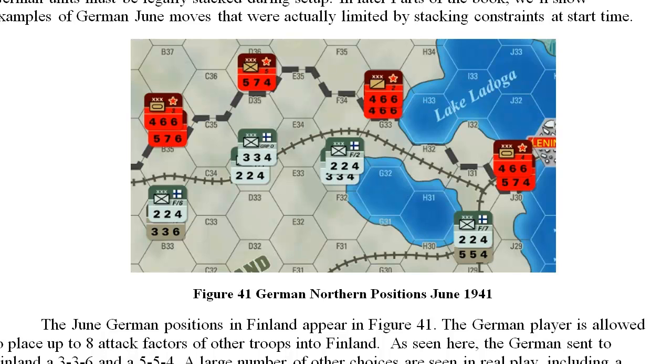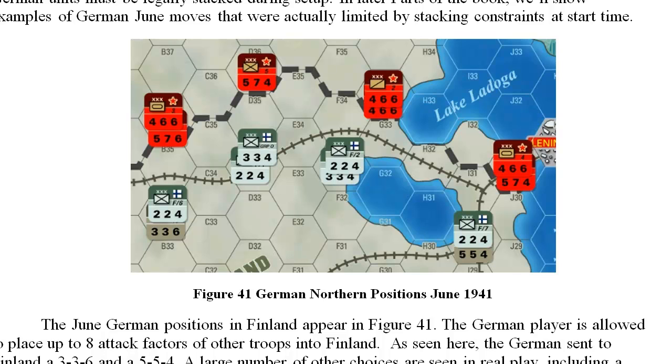Here is a German move at the start of the game. The Germans must start off one square back from the border, as you see here. The Germans are under a few constraints. The Finnish units must start in Finland. The Germans can start additional units, but no more than 8 combat factors in Finland. The 8 combat factors can be German units, they can be Romanian units. The Hungarians and Italians aren't in play yet.